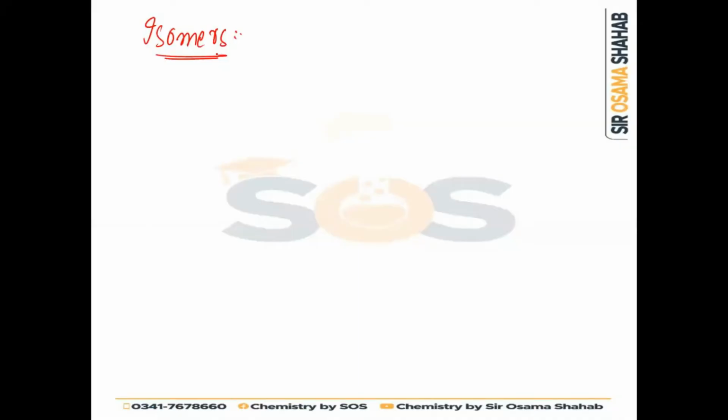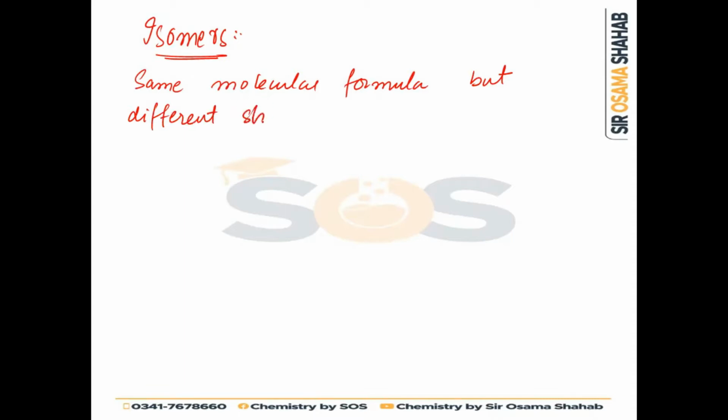I told you yesterday what isomer means. Isomer is a term which means that we have the same molecular formula, but different structural formula. You have to remember this definition. It is quite important according to paper 2 and paper 1 as well. So you have to learn this.